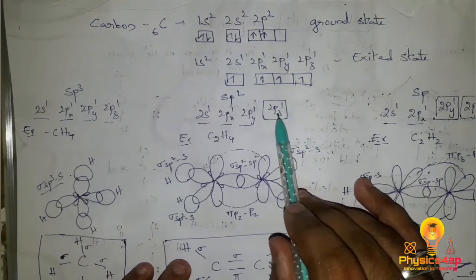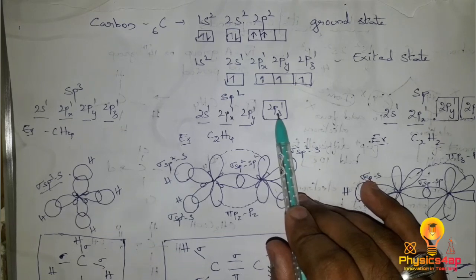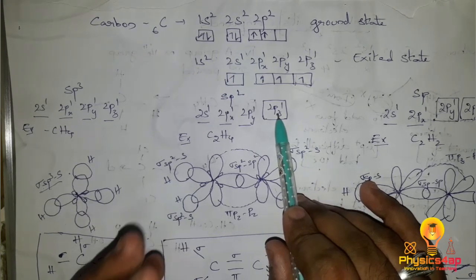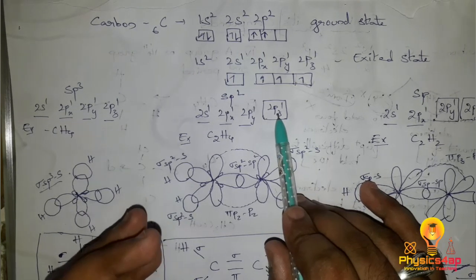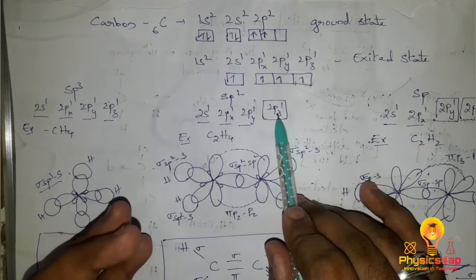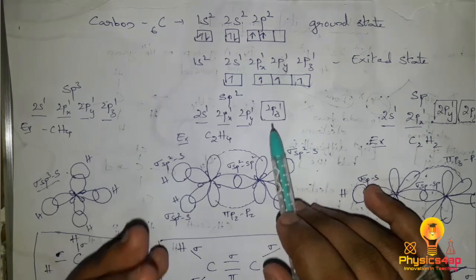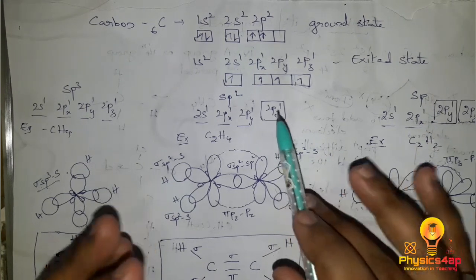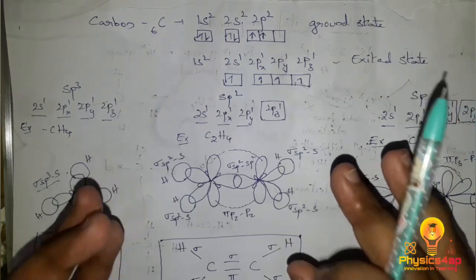Now what about the 2pz? 2pz also participates in the bond formation, but it undergoes lateral overlapping. As it undergoes lateral overlapping, it forms a pi system, that is the pi bond.